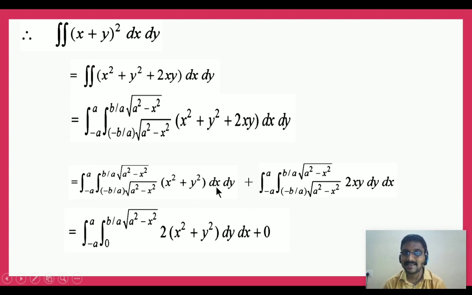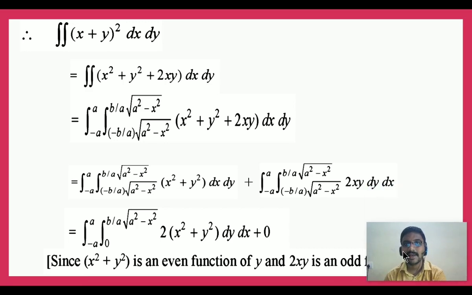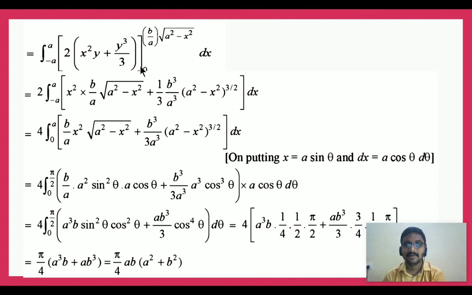In both cases, x is treated as constant, because in the double integral the inner integral is resolved first with respect to y and then x. While integrating with respect to y, we have to keep x as constant. Since x square plus y square is an even function of y and 2xy is an odd function of y, integrating with respect to y, keeping x constant, x square is constant, the integral of 1 is y, the integral of y square is y cube by 3. Now substitute the upper limit and then the lower limit.